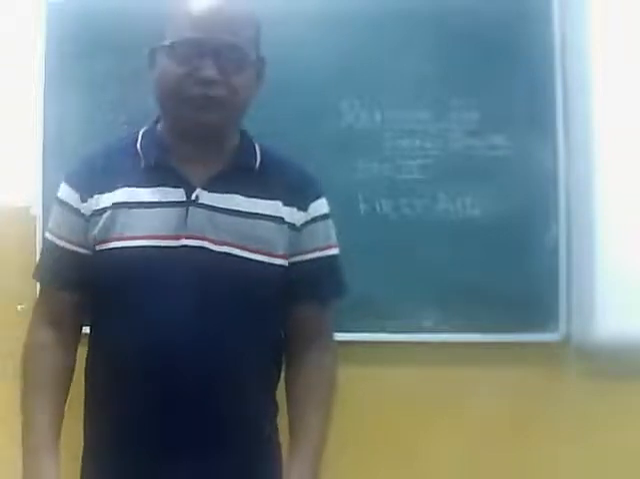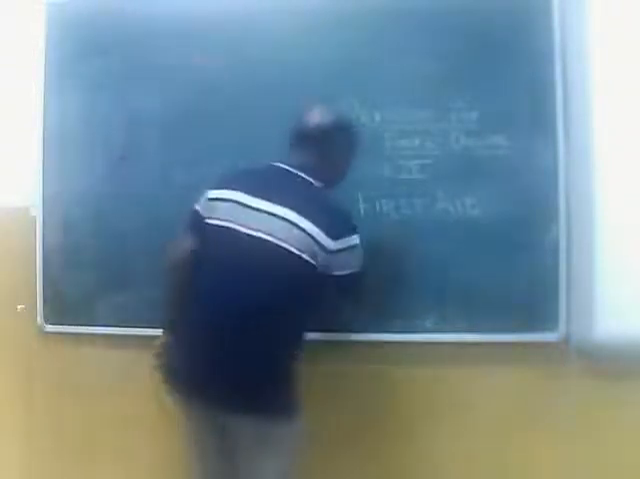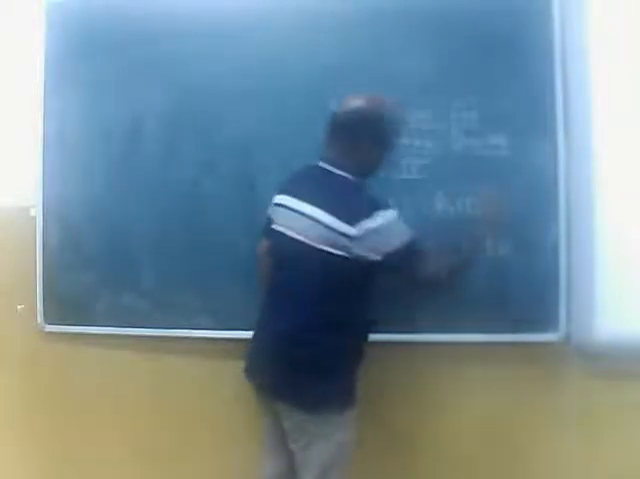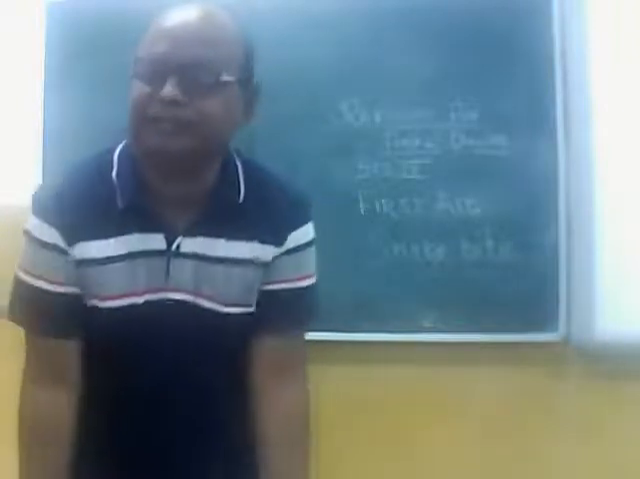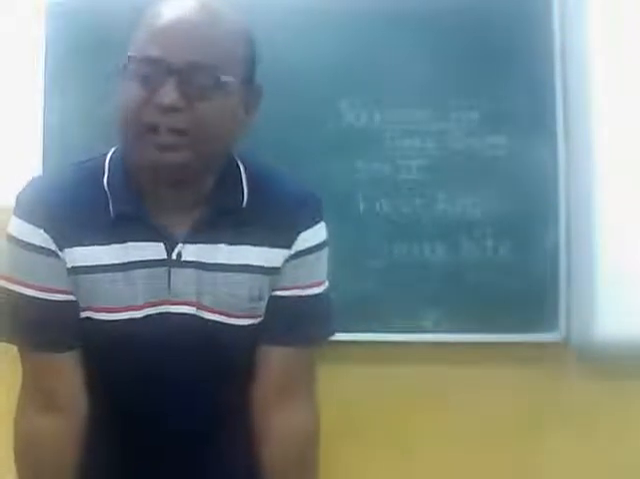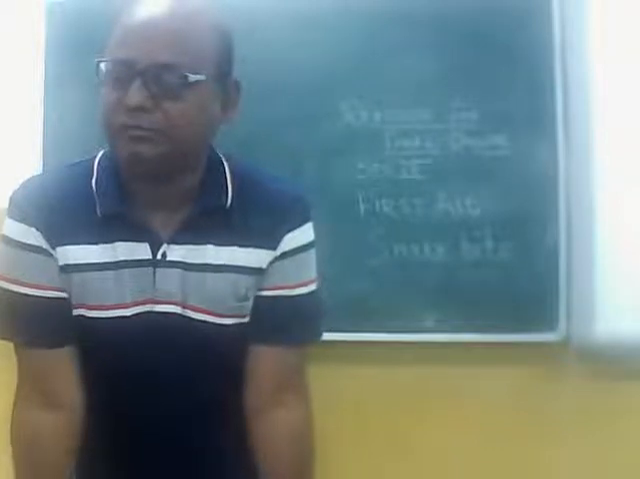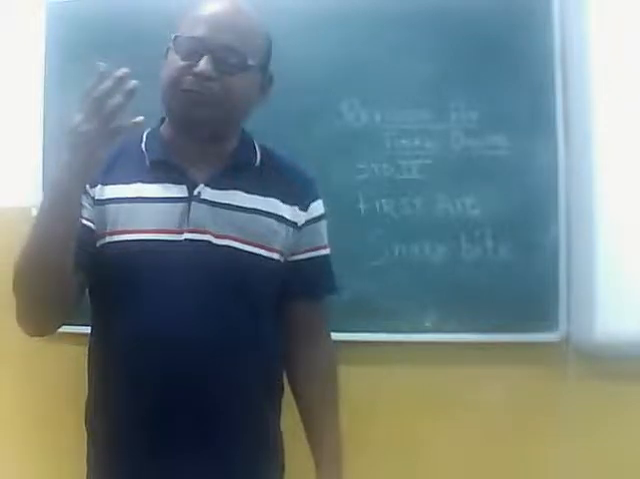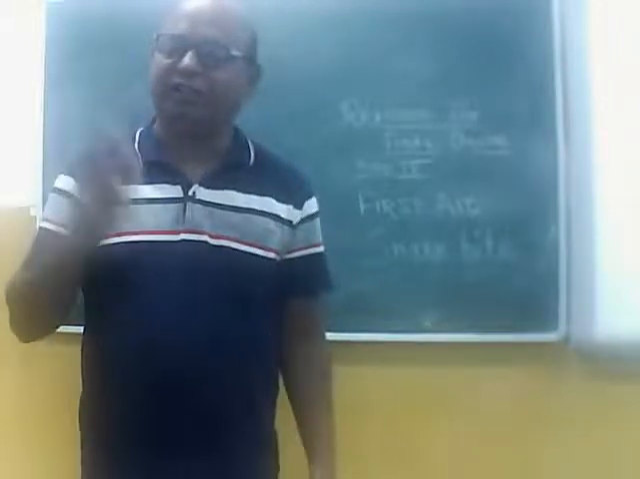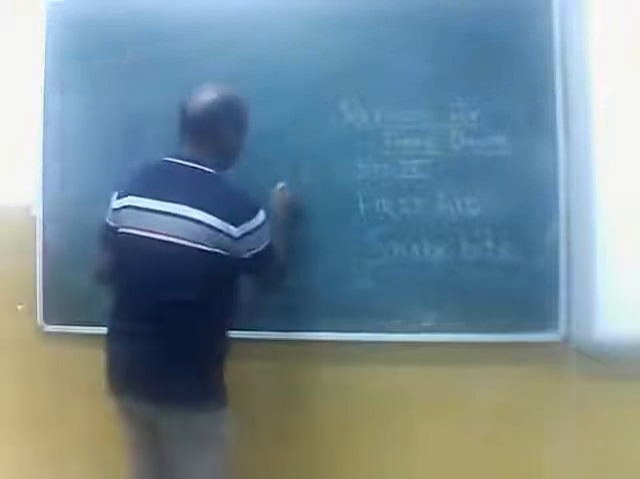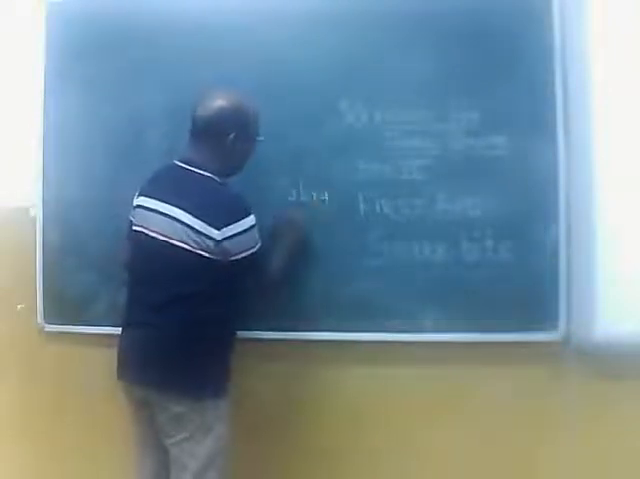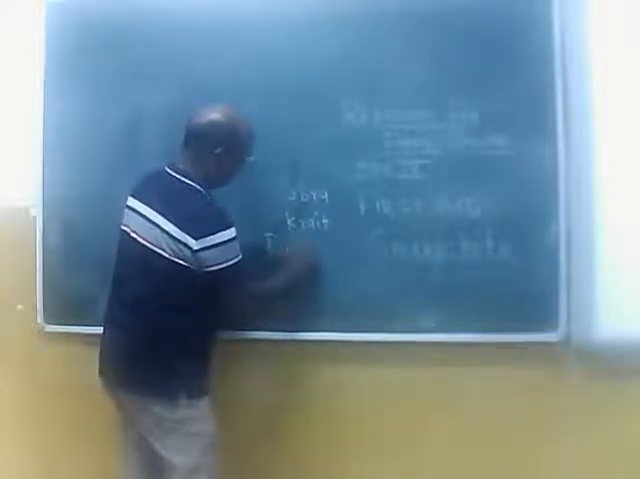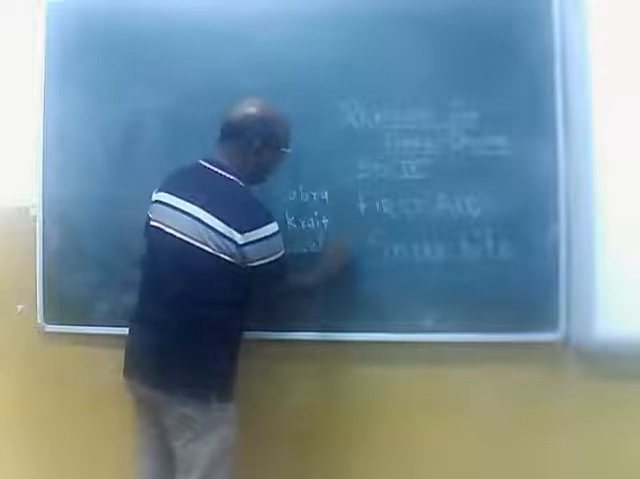Now today we are going to discuss snake bite. You know that in India, I am talking about India, only 4 species are poisonous: cobra, krait, Russell's viper and saw-scaled viper.